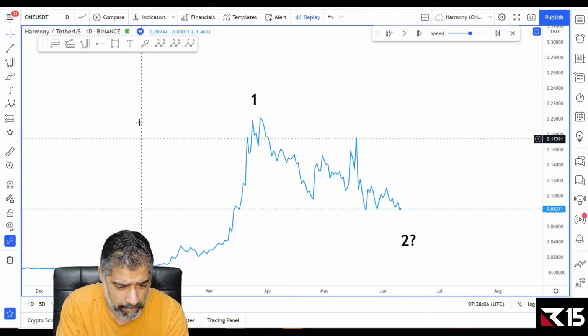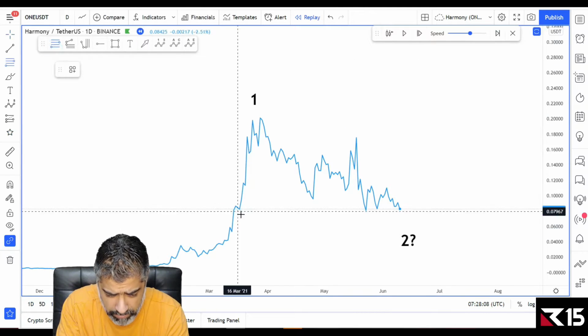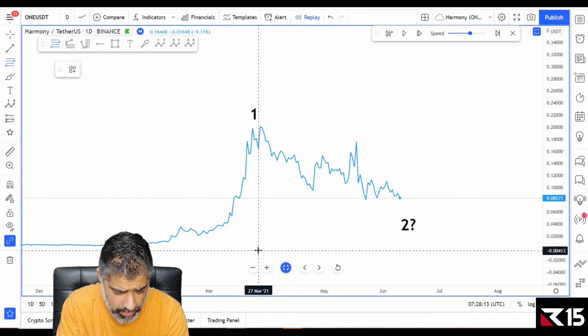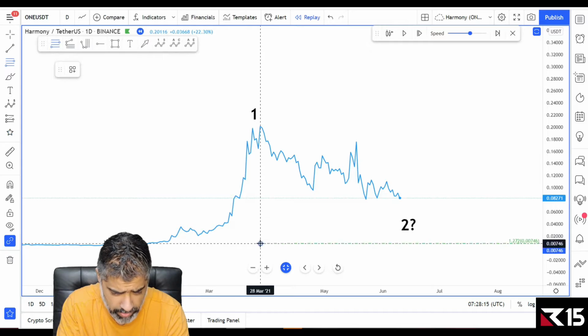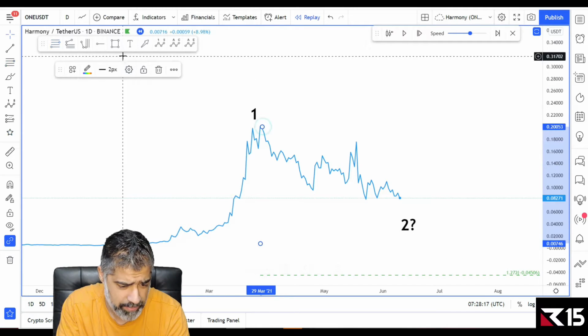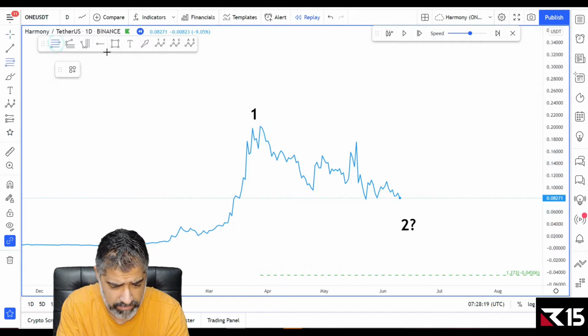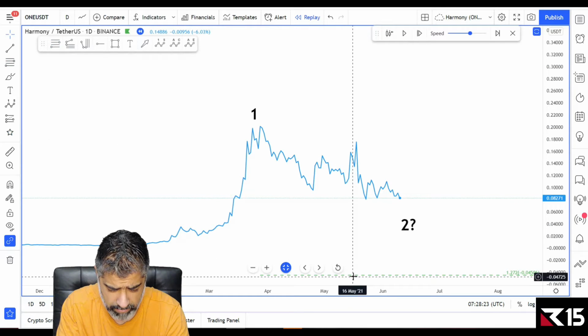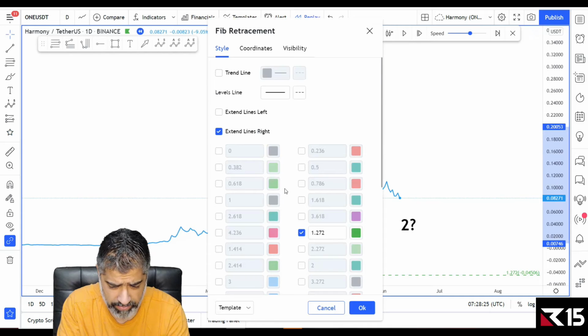So what we're looking for now is where is a wave 2 likely to end? So I'm going to do it quite fast today. What we're going to look for is price first of all. We're going to measure the wave 1 low to the wave 1 high, and a typical correction is 50%, 62%.